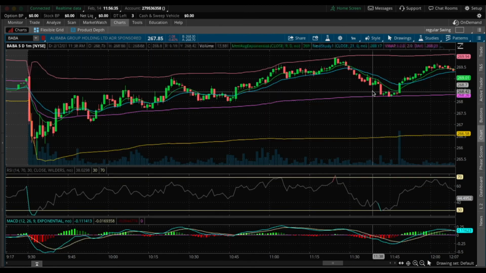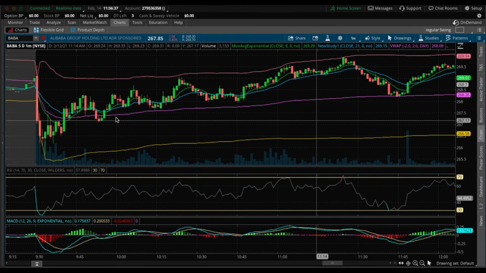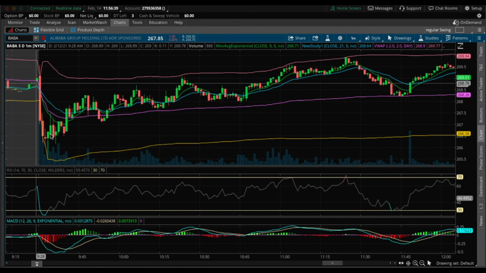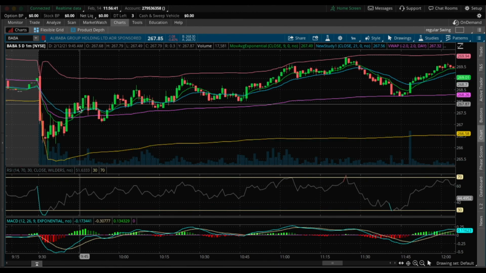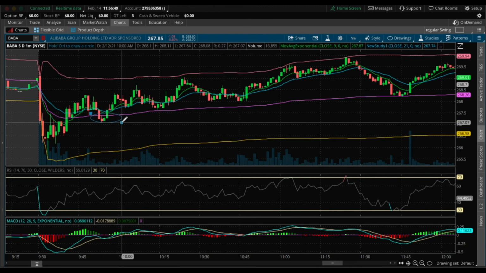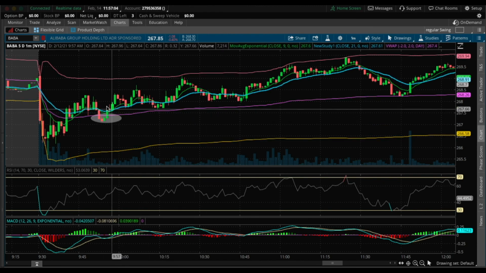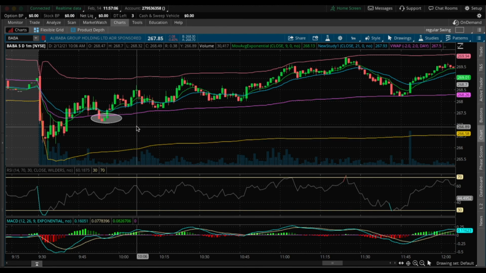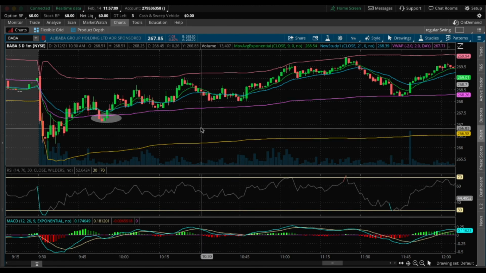And if we zoom in here, I'll actually show you guys an example of that. As you can see, BABA breaks above VWAP, and this is a bullish sign. Once it pulls back to VWAP, it can act as support. As you can see, it tested it right here and it held up pretty well. Now, when a stock breaks below VWAP, VWAP now can act as resistance. So you want to keep that in mind as you're trading.